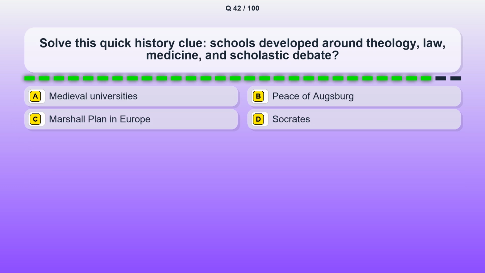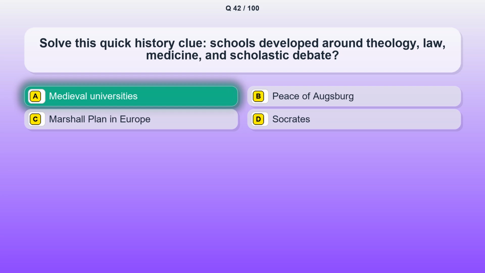Question 42. Solve this quick history clue. Schools developed around theology, law, medicine, and scholastic debate. Option A, medieval universities. Option B, Peace of Augsburg. Option C, Marshall Plan in Europe. Option D, Socrates.